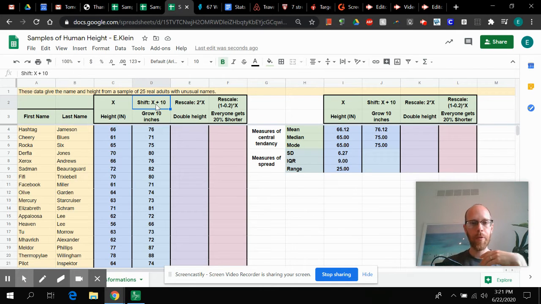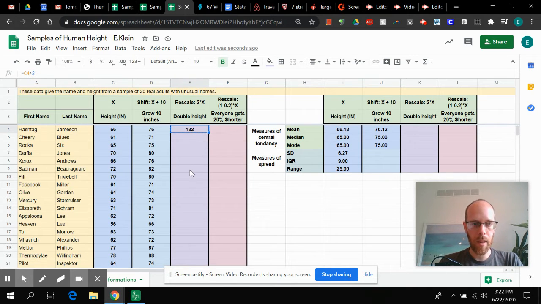There's a different kind of transformation called a rescale. Let's suppose that Alice takes her second vial, and this one causes her height to double. So if she was 70 inches tall before, she would now be 140 inches. Well, this is called a rescale. Anytime you are multiplying or dividing, we call that rescaling the data. So what we're going to do here is take what was in C4, the original value, 66, and multiply by 2, and that gives me 132. Now let's see what that does to the data.